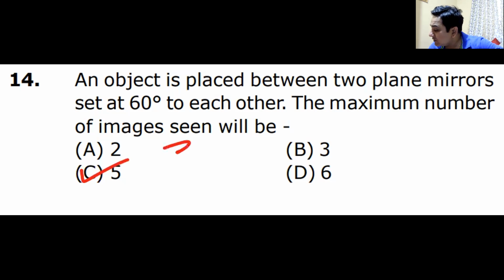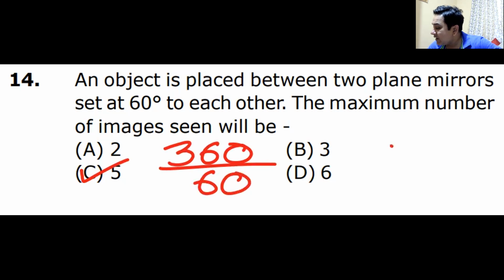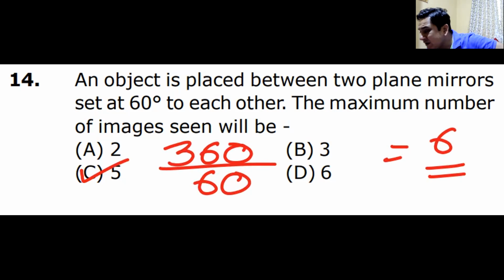C. We first divide 360 by 60 and we get 6. 6 is an even number. So the number of images will be 1 less than the even number and the answer would be 5. Do we understand this, my bacha?